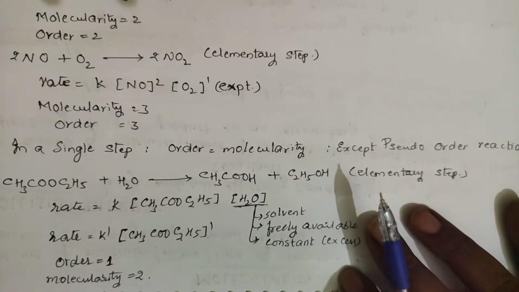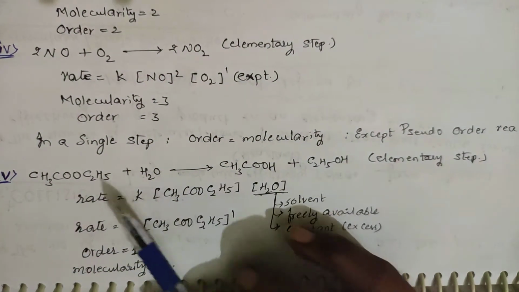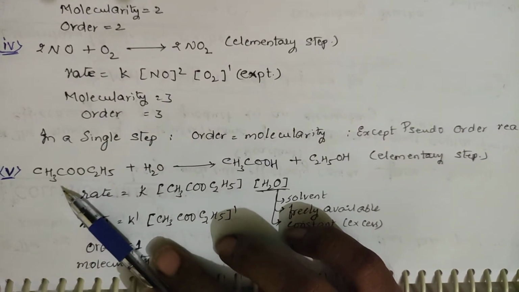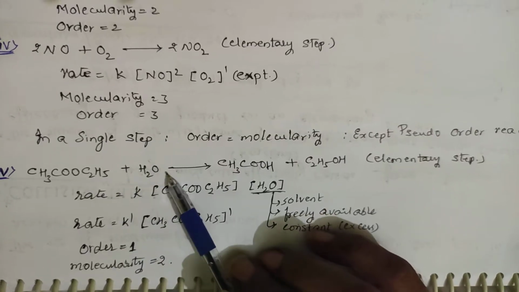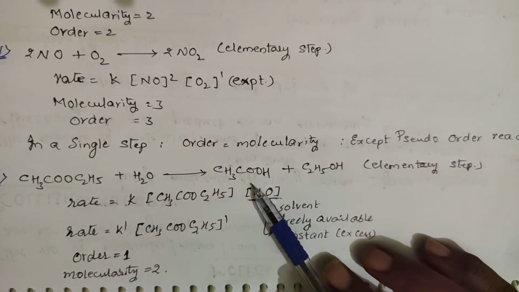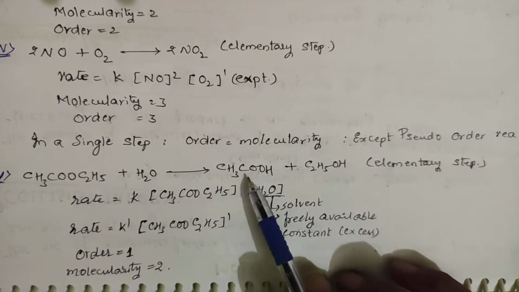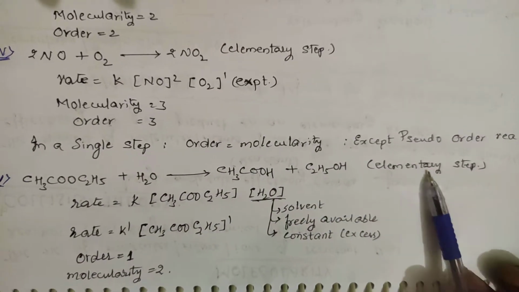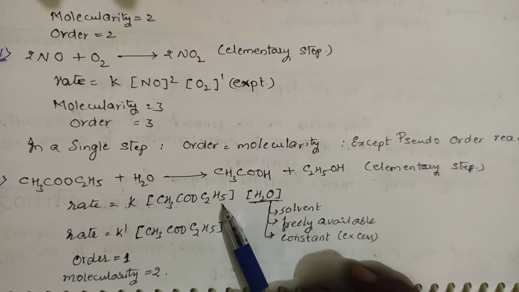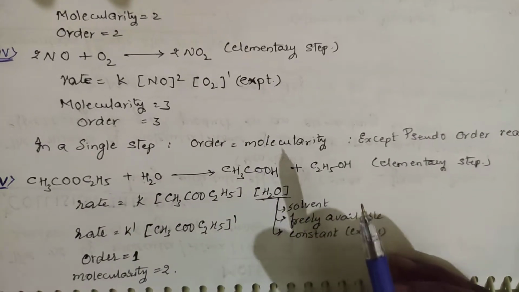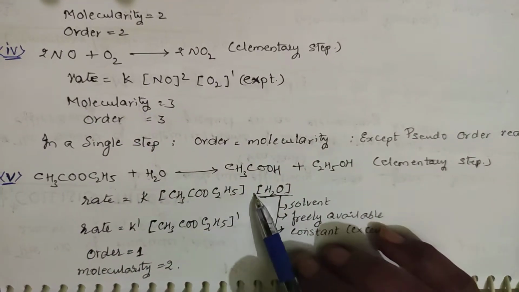Pseudo means, biology students already know very well, pseudo means false. Okay? There is something like ethyl acetate, CH3COOC2H5 plus H2O. It gives rise to acetic acid plus alcohol. Okay, this will be broken. It forms acetic acid plus alcohol. This is an elementary step. So if you write the rate, you will be writing it as [CH3COOC2H5][H2O]. So the rate has been mentioned in this way.